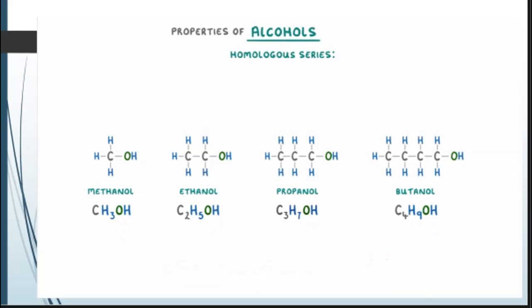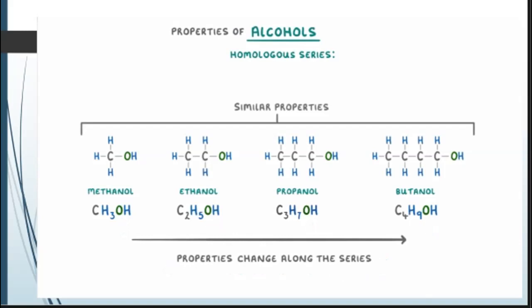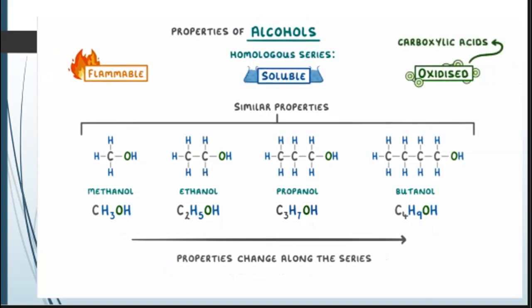Next up, we have the properties of alcohols. Like with all homologous series, the properties of alcohols change as we go along the series, because the molecules get bigger. But for these first four, they all have pretty similar properties. In particular, they're flammable, soluble, and they can be oxidized to form carboxylic acids.